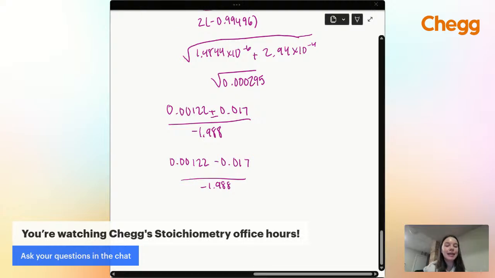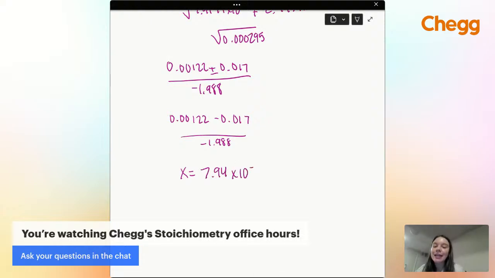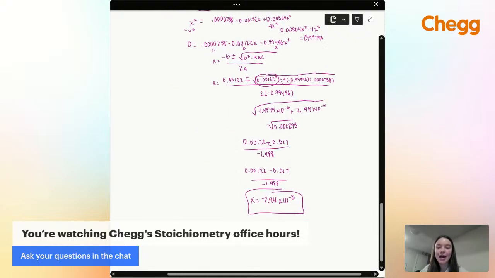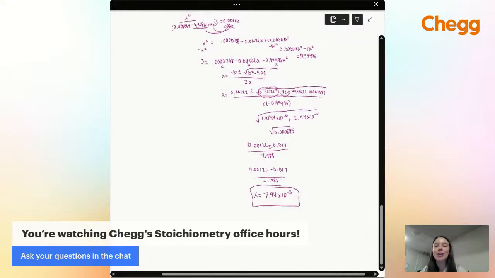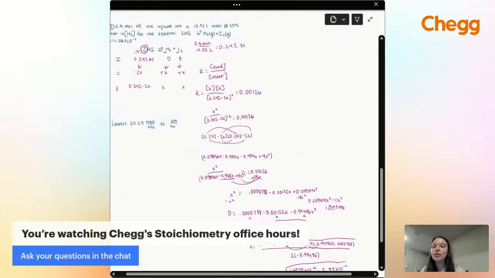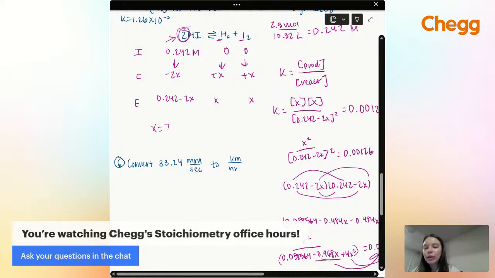And finally, we have an answer as to what x is. X is 7.94 times 10 to the negative 3. I know that's a ton of math, but is everyone following along? After all of this lovely math, x was 7.94 times 10 to the negative 3. If you have any questions, I would love to answer them.